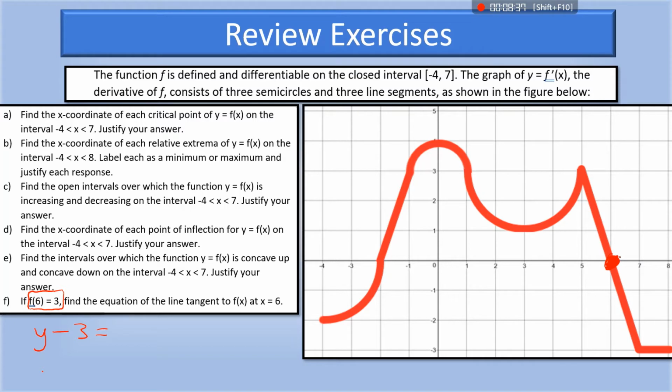Well, negative 3 times x minus what? X minus 6. That's it. And we can leave it like that unless it asks you for slope-intercept form. If they just ask you for the equation of a line, you can give them any equation of the line you want.